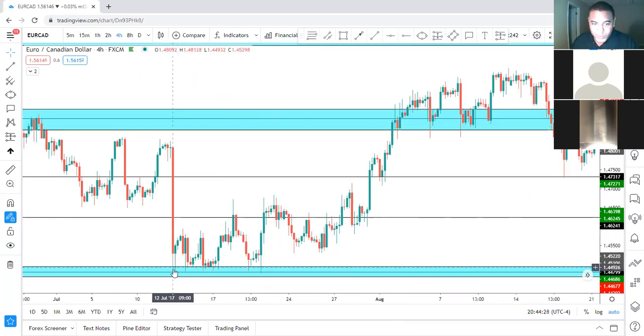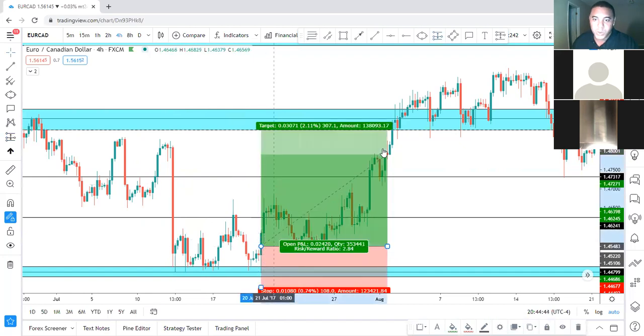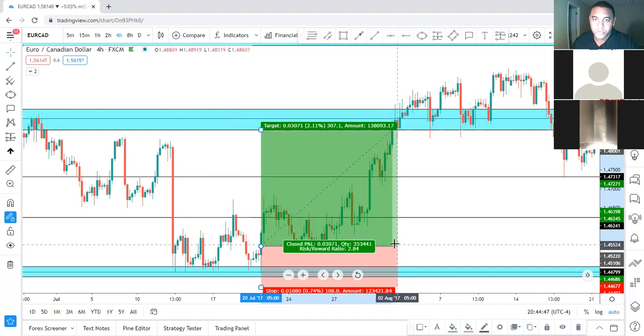The market is showing us that it's finding support. It's struggling to go lower. It's not going lower. Nice long wick. Easy, easy money. Say we ride it up from there. Boom. 300 pips.